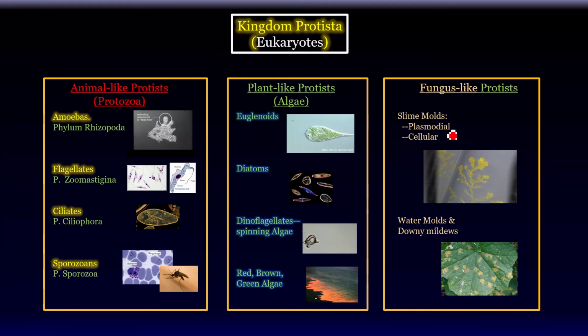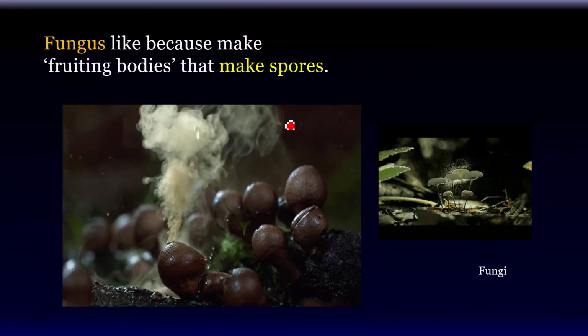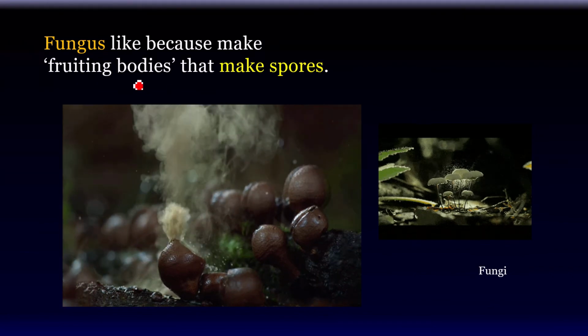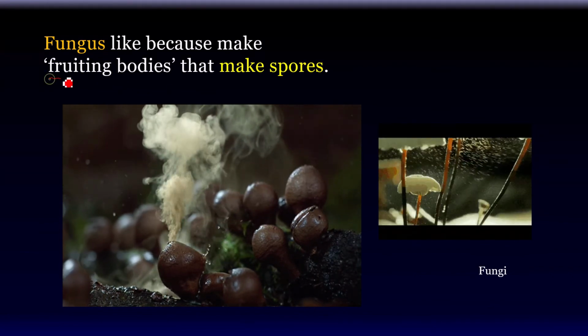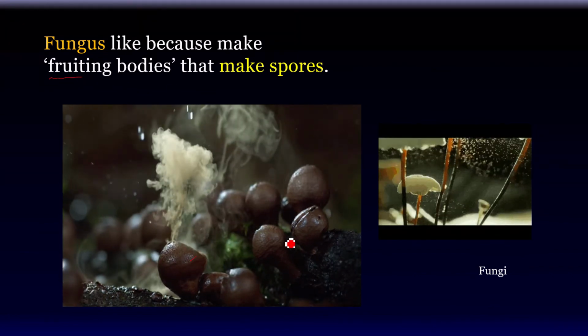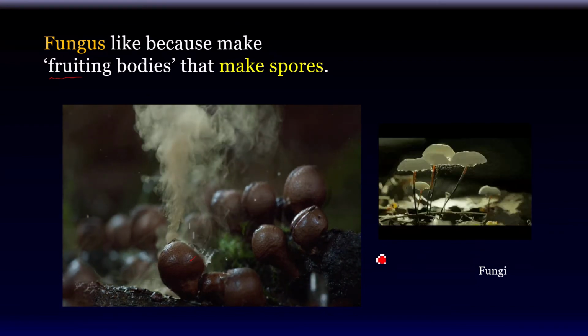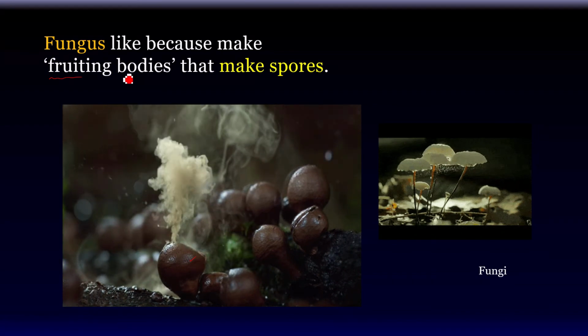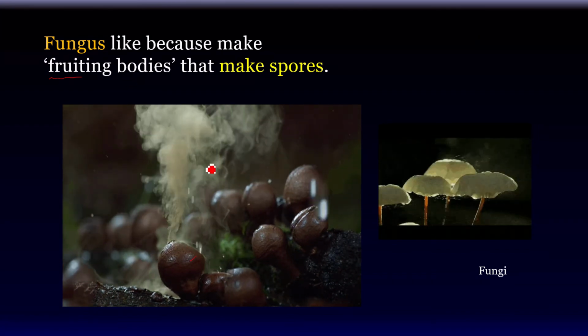Now, the plasmodial slime mold is the dogworm, which we talked about before. And they're fungus-like. So what is it fungusy about them, you say? Well, here's the fungus part of it. See, what fungi do is they make spores. So they're fungus-like because they make what are called fruiting bodies. See, these are fruiting bodies right here. These are both fungi. These molds make fruiting bodies, which make spores.